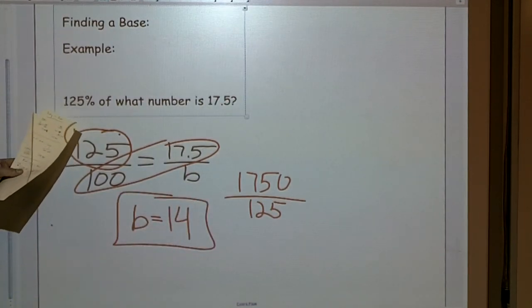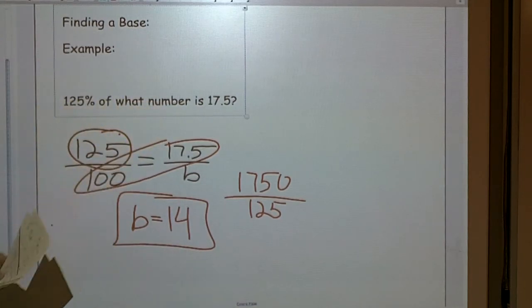Okay, and that would make sense. 125% of a number, and that number is getting bigger. If we're taking 125% of some number, it definitely shouldn't get smaller. It's going to get a little bit bigger because it's at least 100% of that number. Okay, so B is going to be equal to 14. And again, there's multiple ways you can do it; you can use the equation if you'd like.